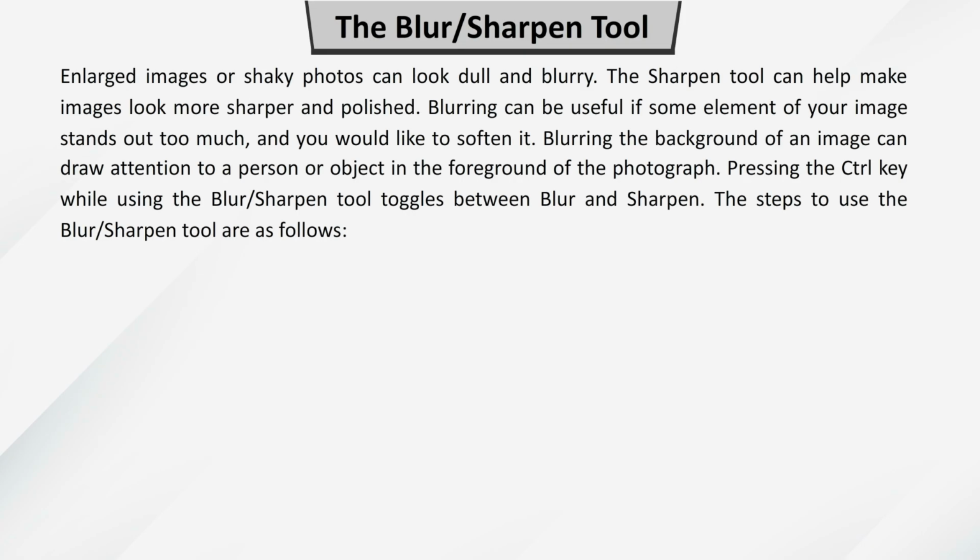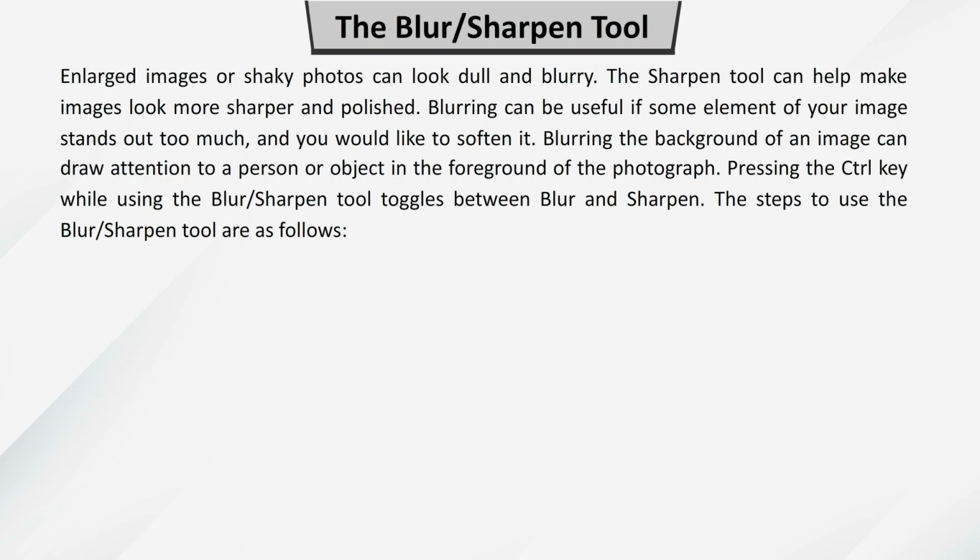The blur or sharpen tool. Large images or shaky photos can look dull and blurry. The sharpen tool can help make images look sharper and more polished. Blurring can be useful if some element of your image stands out too much and you would like to soften it. Blurring the background of an image can draw attention to a person or object in the foreground of the photograph. Pressing the Control key while using the blur or sharpen tool toggles between blur and sharpen.